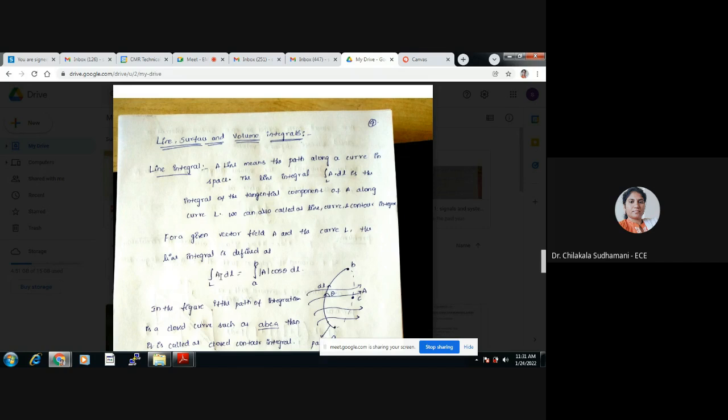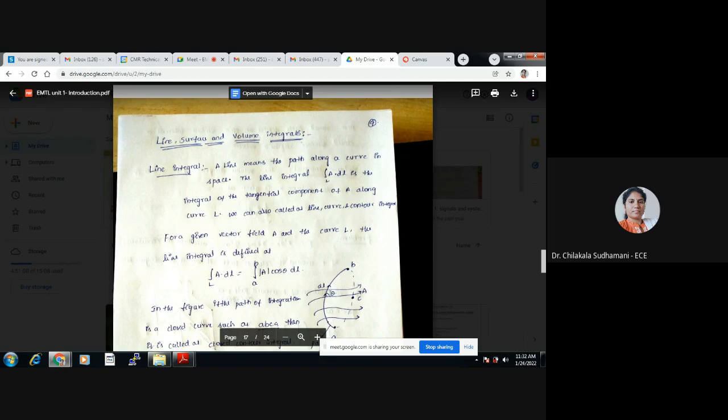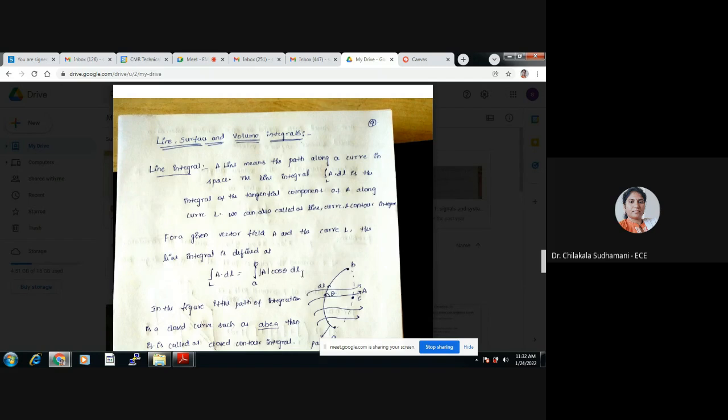What is A? A is a vector. Vector means it has both magnitude and direction. The magnitude is given as mod A, and the direction is given by cos theta, meaning the direction in which it is flowing is given by theta. So mod A times cos theta dl. This is the total field strength of this vector flowing along a line from A to B.